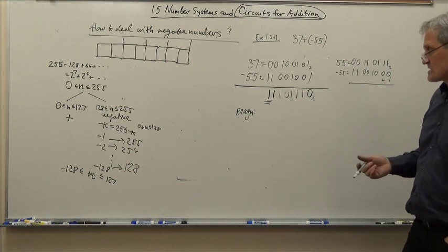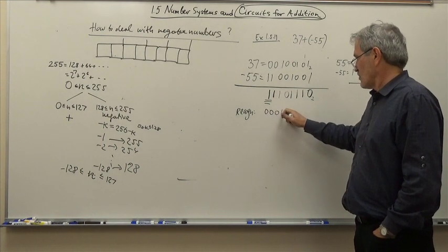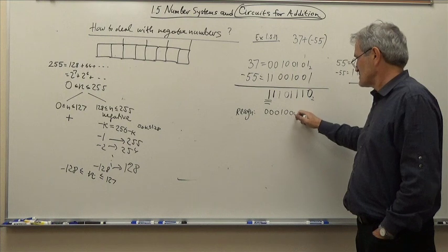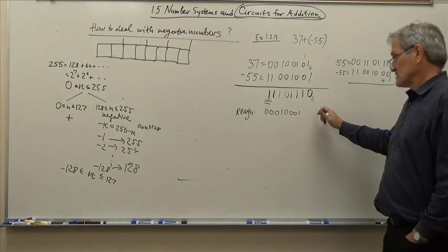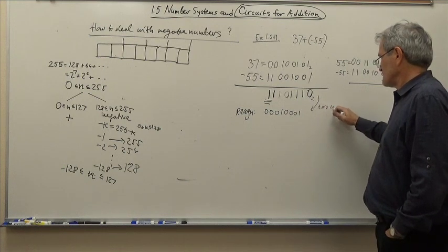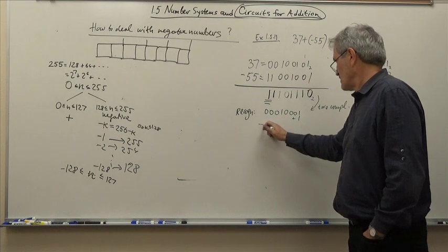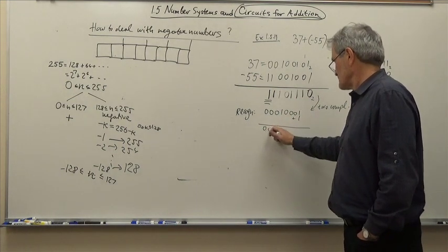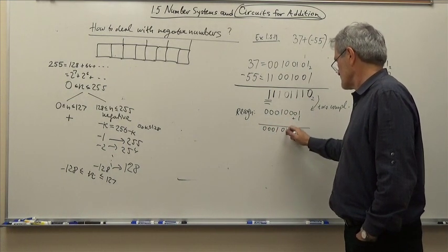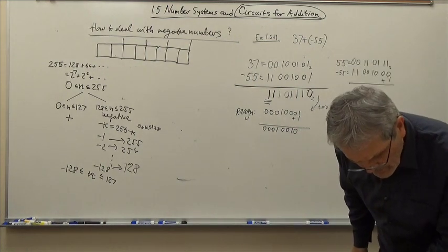So a recognizer works like this. Switch the digits, so we get 0001001. Then two's complement, but don't forget to add one. So this is 00010010. I hope I did it correctly.